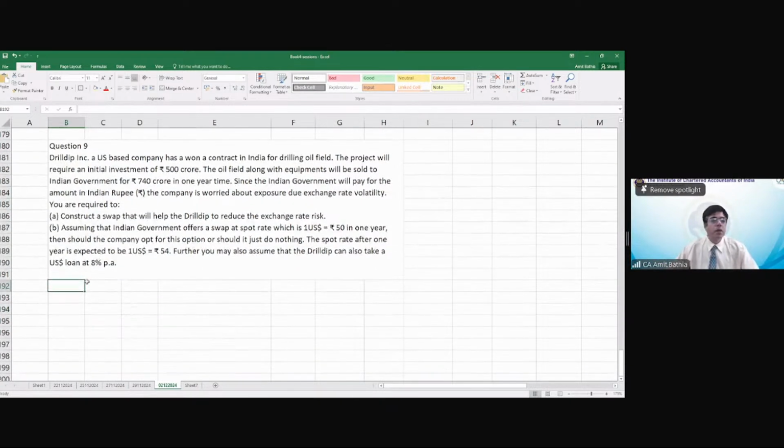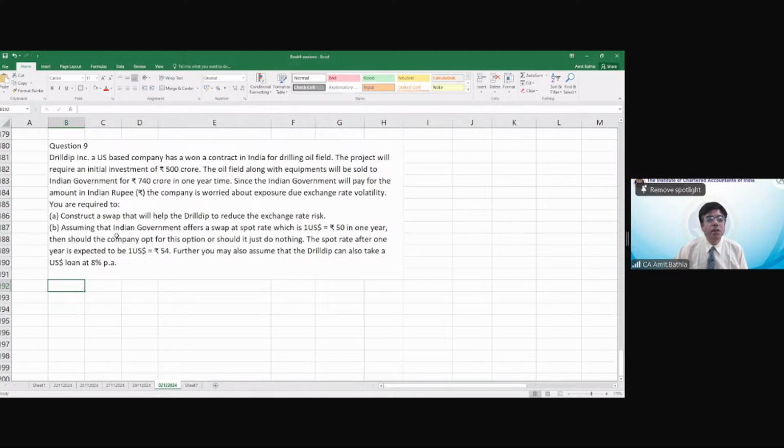Let's start. Drill Dip Incorporation, a US-based company, has won a contract in India for drilling an oil field. The project will require an initial investment of rupees 500 crore. The oil field, along with equipment, will be sold to the Indian government for rupees 740 crore in 1 year's time. Since the Indian government will pay in Indian rupees, the company is worried about exposure due to exchange rate volatility. You are required to construct a swap that will help Drill Dip reduce the exchange rate risk.